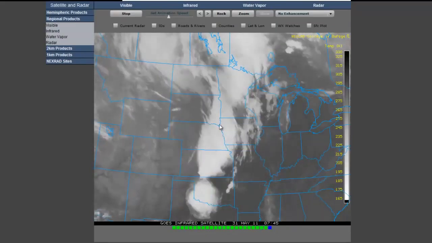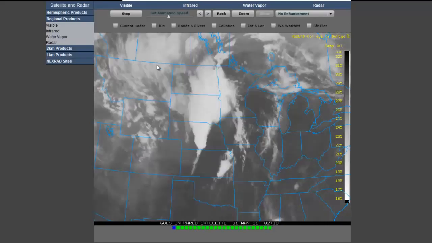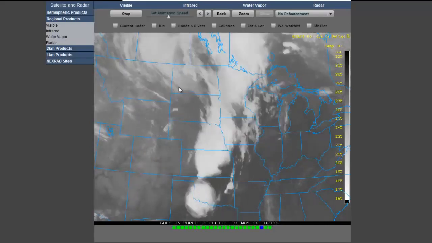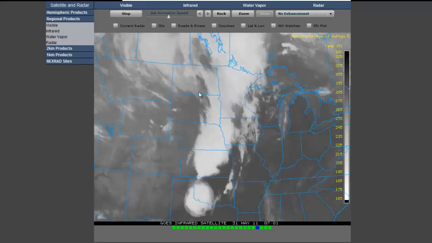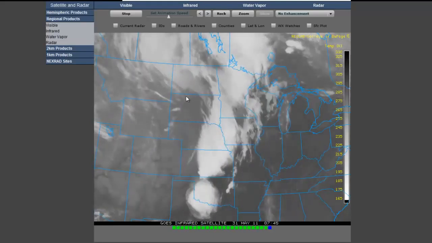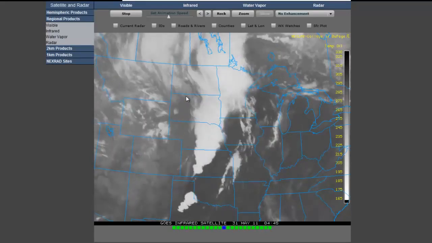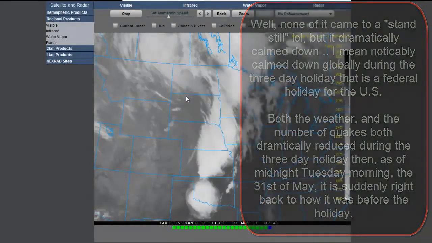Here's the grand view of it. Like I said, as soon as the solar flare was over and the 3-day weekend was over and all the stuff is over, they would re-trigger and make all this go back to being powerful. Everybody was on vacation and the weather came to a standstill. So did the earthquakes around the globe.